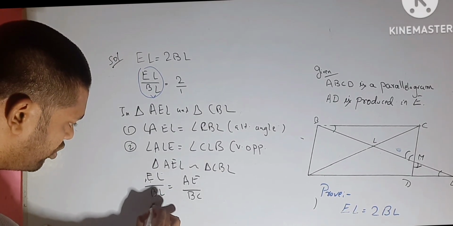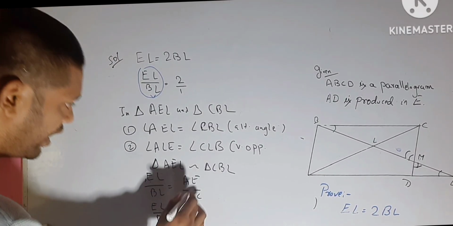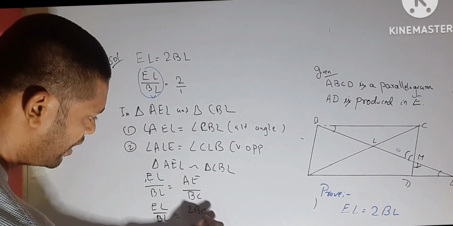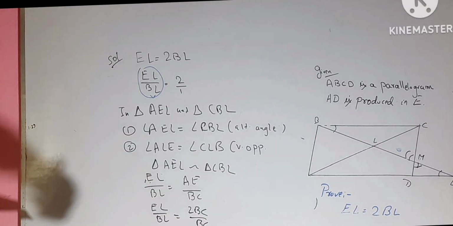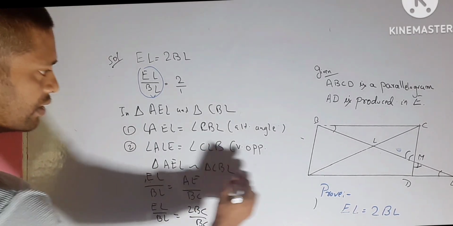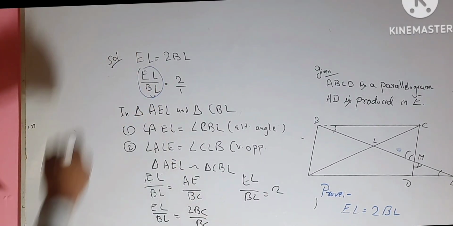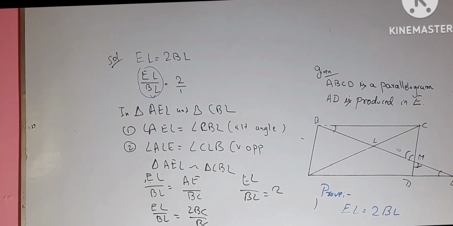The next line I will replace. I will keep this one as it is because I need BL. And AE means what? 2 times BC. So 2 times BC by BC. Now cancel them. When you cancel, what are you going to get? I am going to get EL by BL is equal to 2. So now you cross multiply, you get the answer. Understood what I am trying to say?